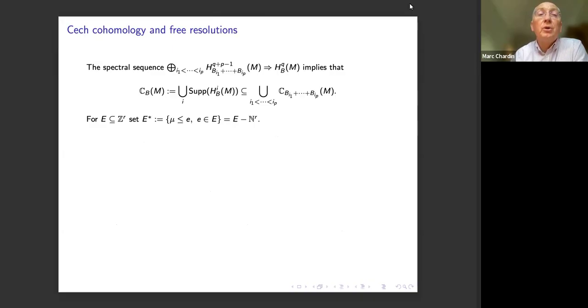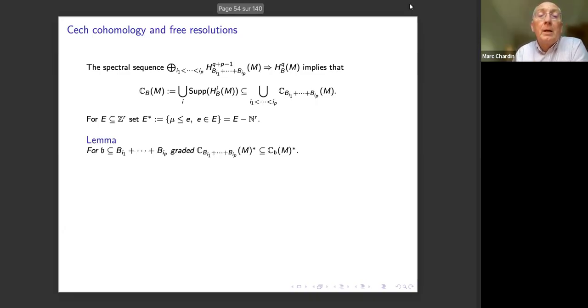So this tells you, and so I will set the notation: cohomology with respect to B of M. Okay, so this will be the union of the supports of the cohomologies with respect to B. Okay, and this tells you that this is inside the union of the cohomologies with respect to the different sums. Okay, because this thing respects the grading. So if everybody on the left is 0, the other one will be 0. So now I just put a small notation: if you have a subset E of R, I will put E star to be the elements that are less than or equal to E, which one can write as E minus N_R.